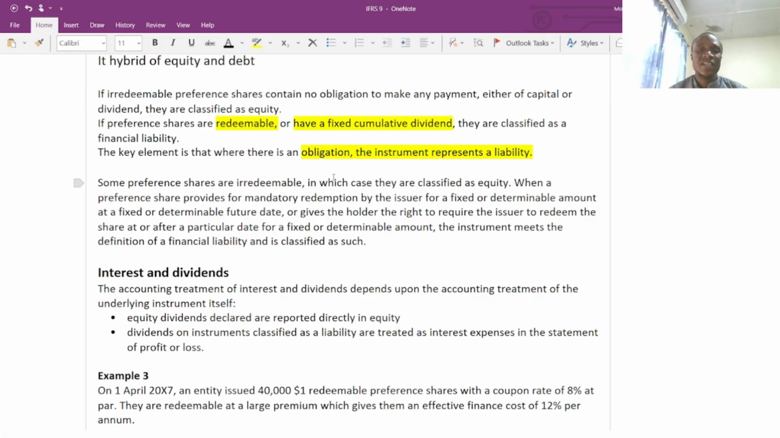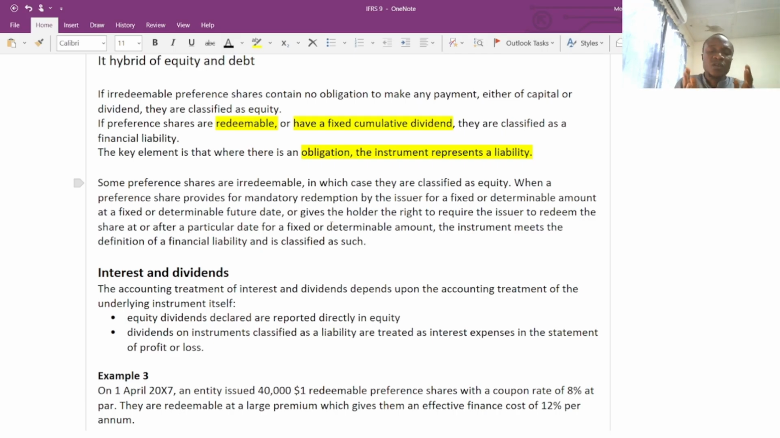Now, some preferential shares are irredeemable, in which case they are classified as equity. When a preferential share provides for mandatory redemption, if it is compulsory based on the agreement that you need to redeem this share for a fixed or determinable amount at a fixed or determinable future date, or gives the holder the right to require the issuer to redeem the share at or after a particular date for a fixed or determinable amount, the instrument meets the definition of a financial liability, and it is classified as a financial liability.